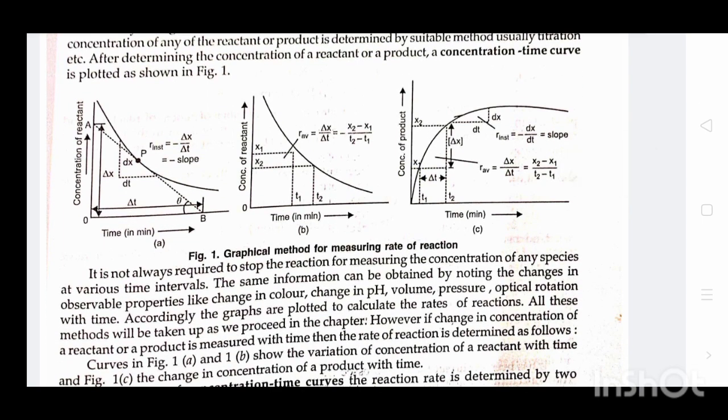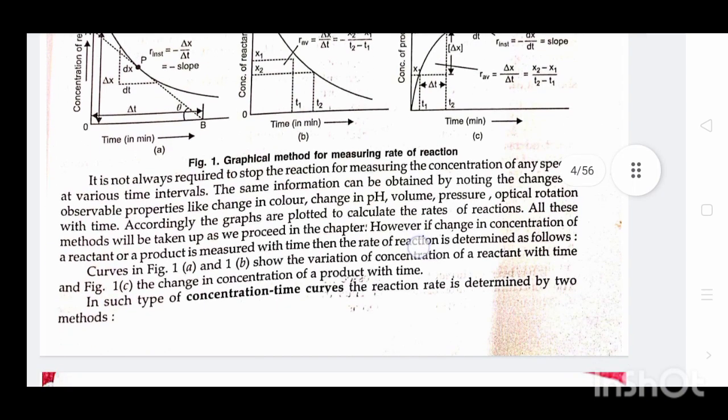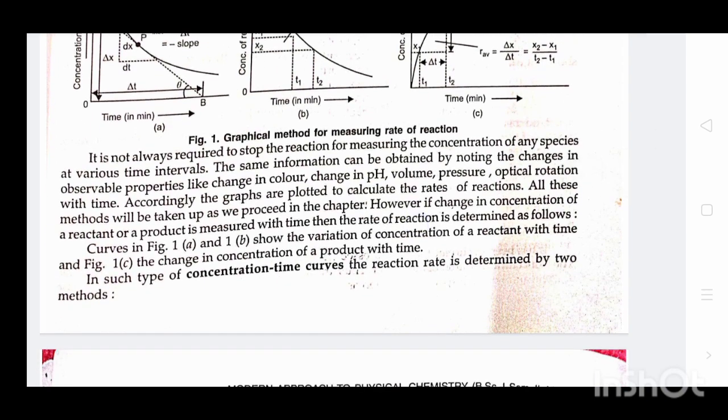Figure 1 is the graphical method for measuring the rate of reaction. It is not always required to stop the reaction for measuring the concentration of any species at various time intervals. The same information can be obtained by noting the changes in observable properties like change in color, change in pH, volume, pressure, optical rotation with time. Accordingly, the graphs are plotted to calculate the rate of reaction. All the methods will be taken up as we proceed in the chapter. However, when the change in concentration of a reactant or a product is measured with time, the rate of reaction is determined as follows.